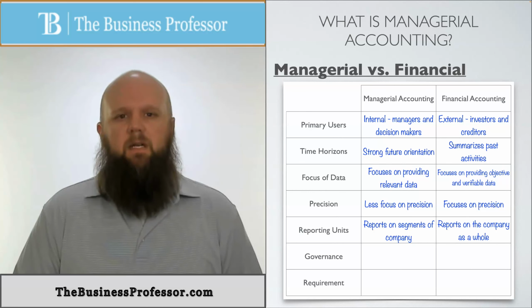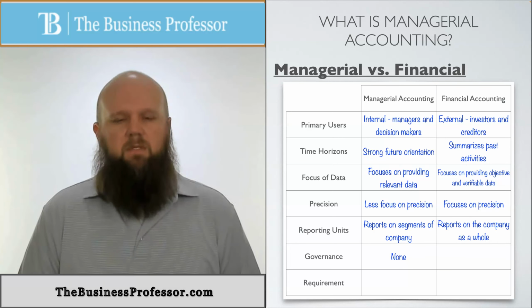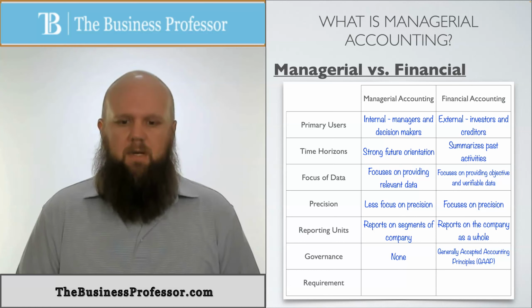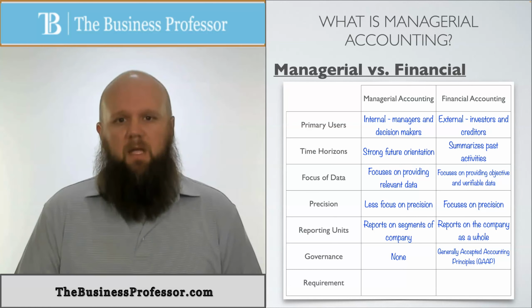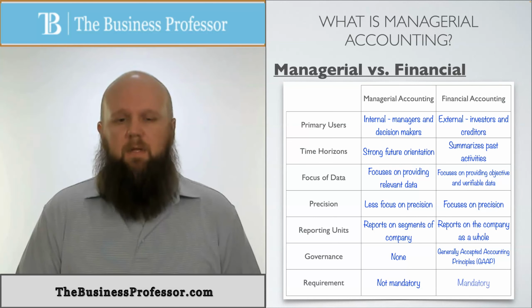On the governance side, in managerial accounting, we have none. You don't have to follow anything, whereas in financial accounting, you have to follow GAAP if you're going to do it in that manner. There are no principles or concepts that you have to follow for managerial accounting, mainly because it's, again, internal. It stays within. And then finally, the requirement side. Managerial accounting is not required. You do not have to do it, and there are plenty of companies that do not do managerial accounting. Whereas financial accounting, if you think about it from the tax perspective, you have to do that. It is mandatory that you do financial accounting from a business perspective. So these are the differences between managerial and financial accounting.